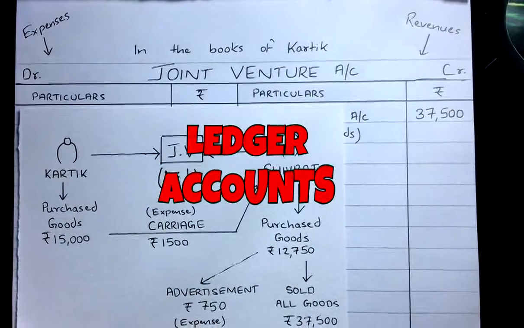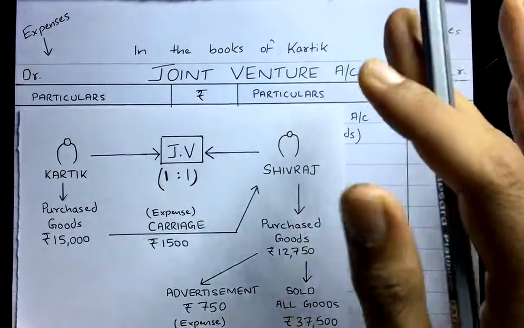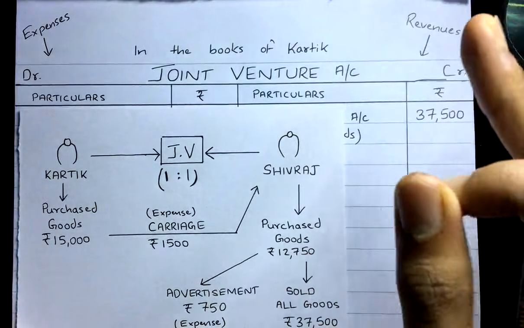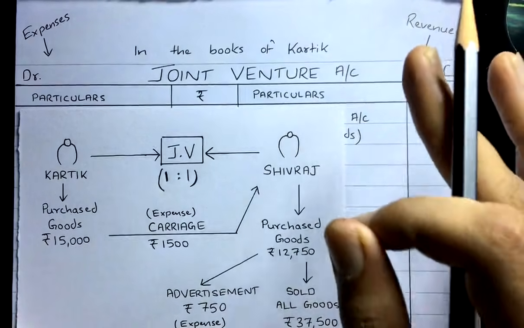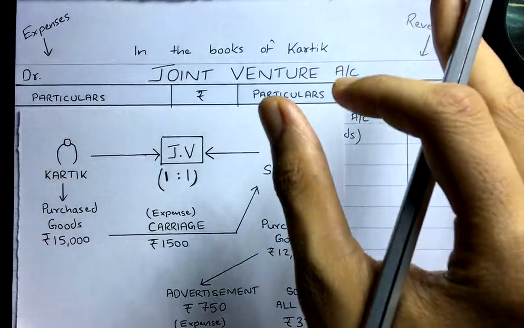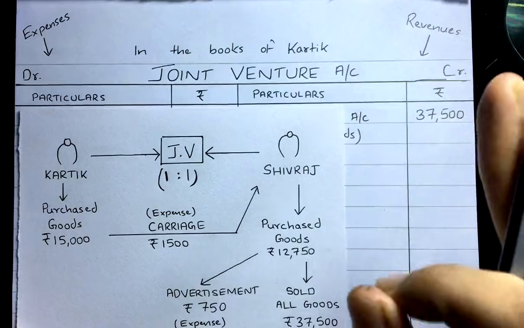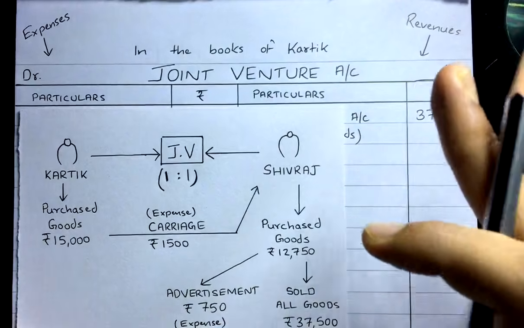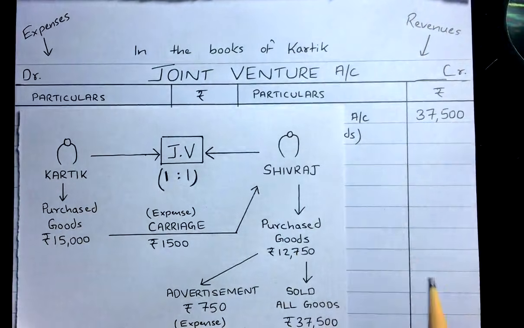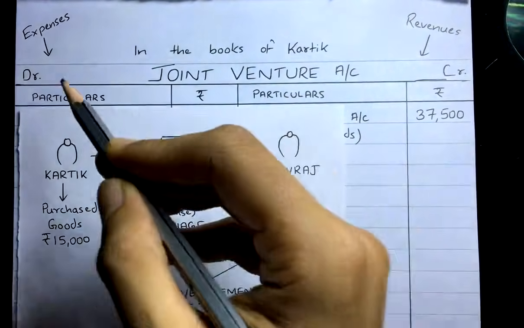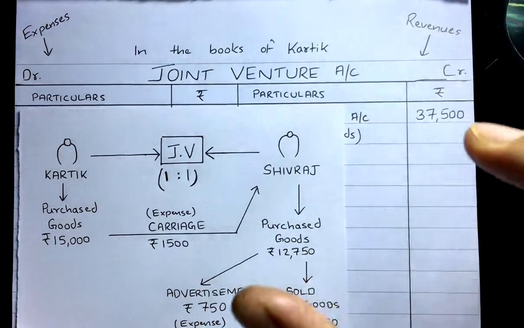Now here in this question, we have to prepare the ledger accounts in the books of Karthik as asked in the question. Alright, and the first account that we need to prepare is the joint venture account. Now, how to prepare this joint venture account? See, joint venture account is almost similar to trading and profit and loss account. Alright, it's a nominal account. So you have to debit all the expenses and you have to credit all the revenues. Whenever expense increases, joint venture account debit. Whenever revenue increases, joint venture account credit. All right, that's the simple rule to prepare this account.